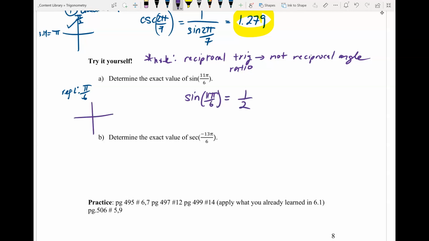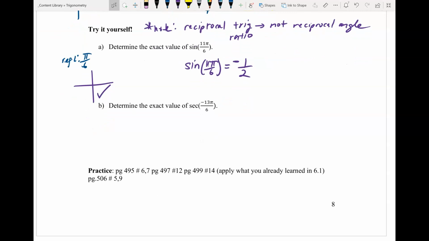Okay, and then we also need to figure out what quadrant it's in so we can determine if it's positive or negative. 11 pi over 6 is in quadrant 4. You just refer back to your unit circle to figure out what quadrant it's in. And sine is negative there because it's in quadrant 4. So it's going to be negative a half for that answer.